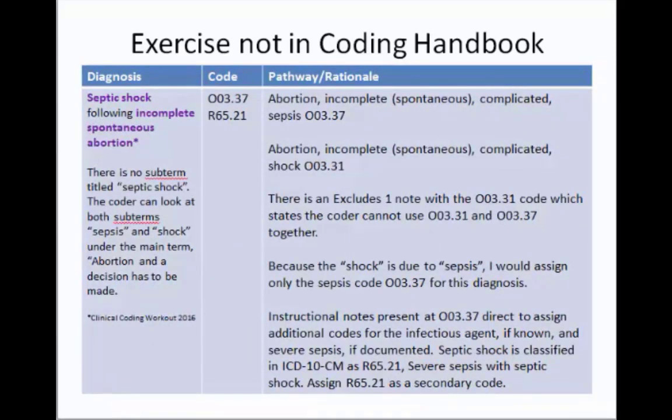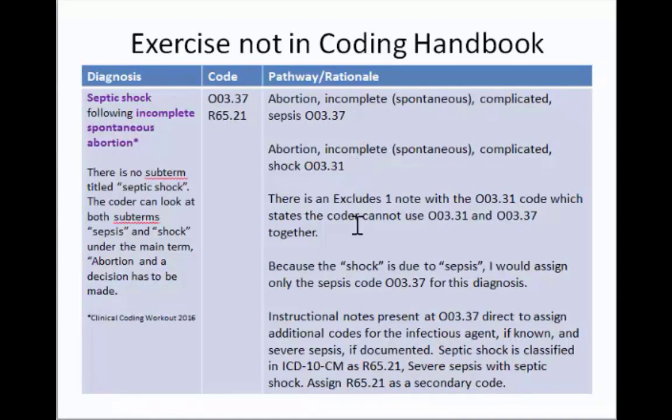Okay, here's another one, and this one was a little tricky, so I wanted to be sure we covered it. Septic shock following incomplete spontaneous abortion. When you go to the index, there's an incomplete abortion with sepsis and an incomplete abortion with shock. But then when you look up your codes, there's an excludes one note with this 003.31 code, which tells you you can't use both of those together.